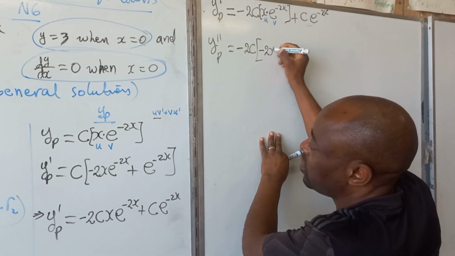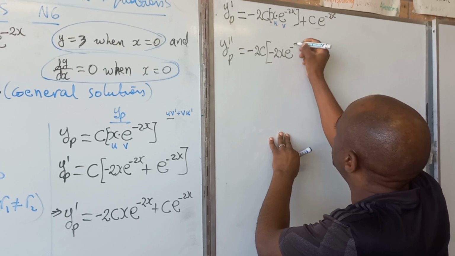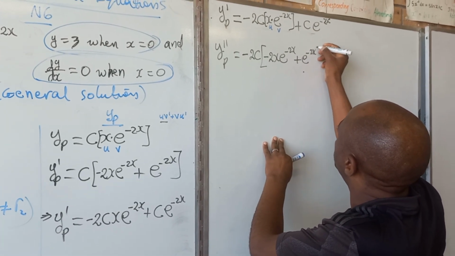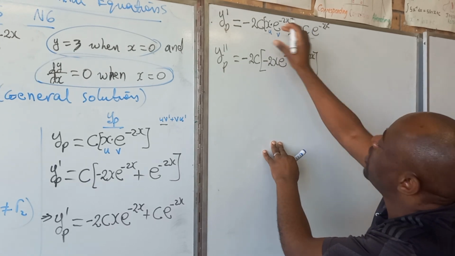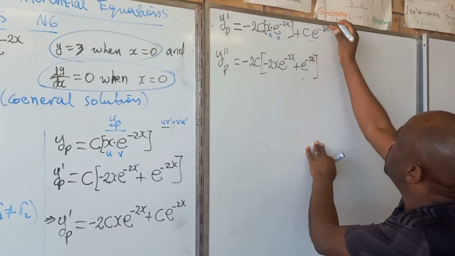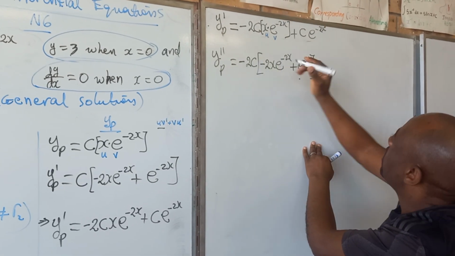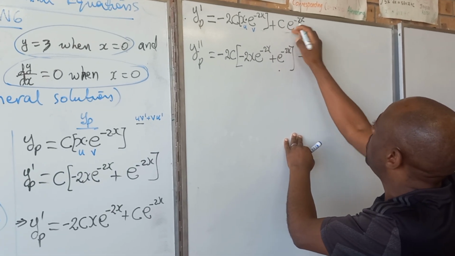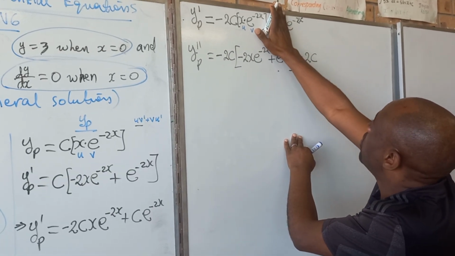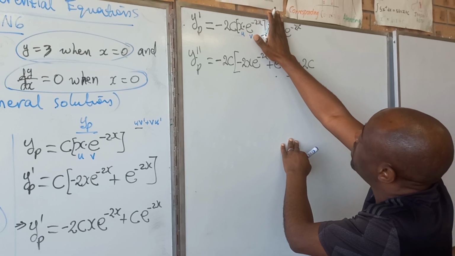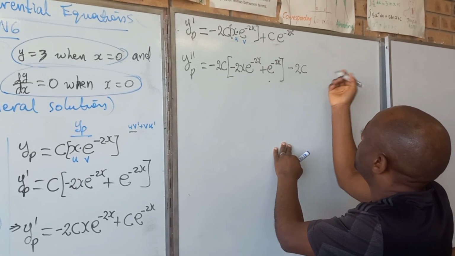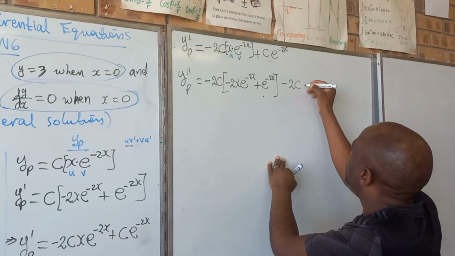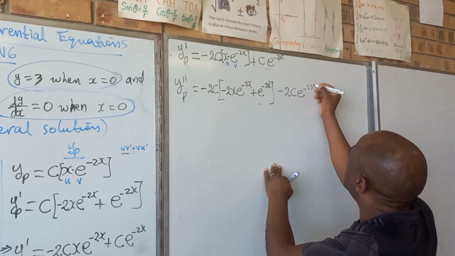So I'll get negative 2x e to the power negative 2x plus e to the power negative 2x. So that's my derivative of this one using the product rule. Then I can differentiate this one, which is separate from that, which will create a negative 2c. You see here, there's no longer a product because you can't call c part of the product. This is a constant. There is no x here. So if I differentiate this, I'm only differentiating e. So I'll get negative 2c e to the power negative 2x.